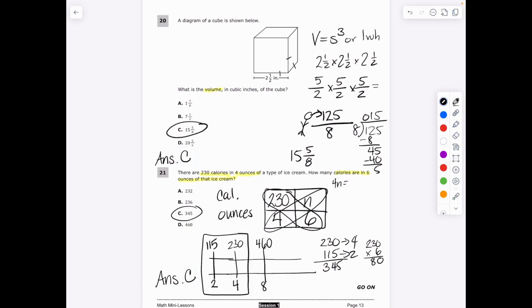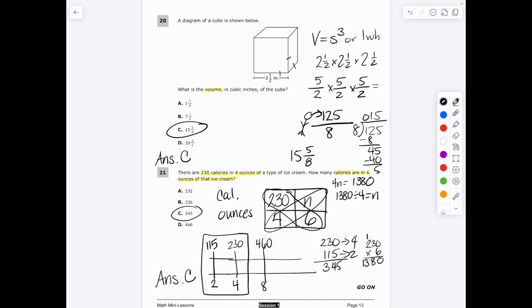6 times 3 is 18. 6 times 2 is 12. This one is 138, 1,380. And now I can just divide by 4. So I can rewrite this as a division problem. 4 times the number is 1,380. So 1,380 divided by 4 will give us that number.